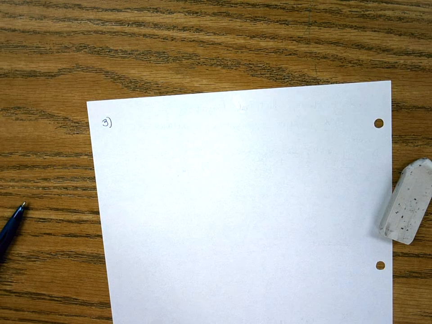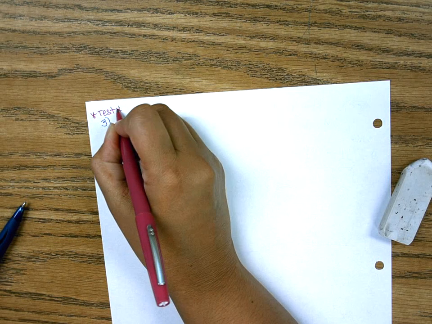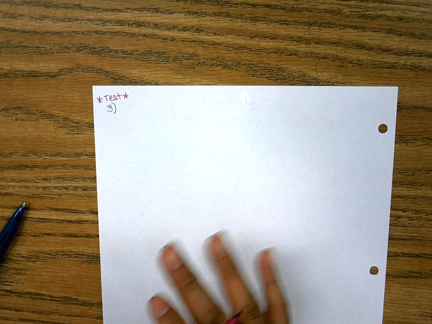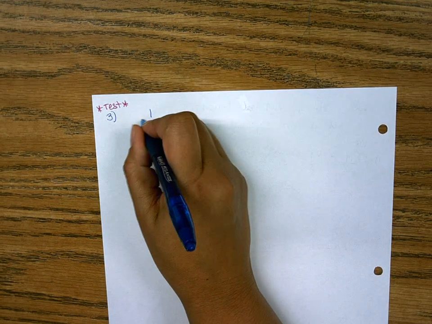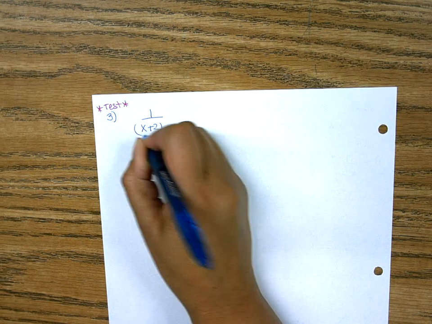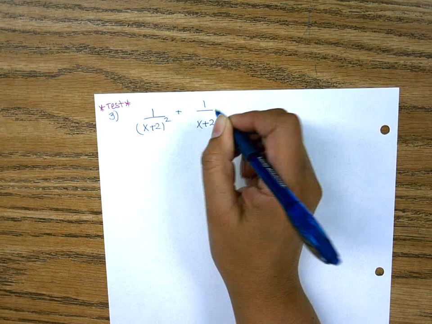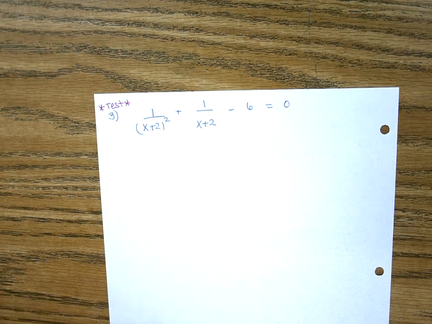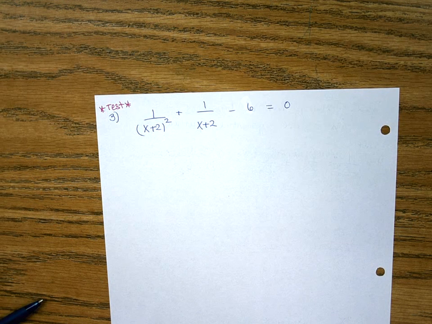Okay, number 3. I'm going to give you a heads up right now. This is a difficult one that you really want to make sure you're paying attention to, and come in ready to ask questions our next class day, because this is one that's on the test and that kids typically mess up. All right, 1 over (x plus 2) quantity squared plus 1 over x plus 2 minus 6 equals 0.